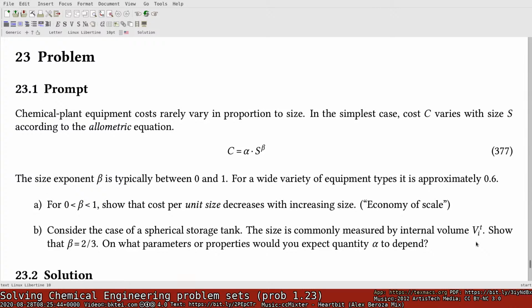Okay, back to solving chemical engineering problem sets. Problem number 23 of Chapter 1.